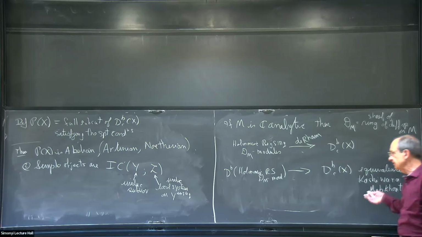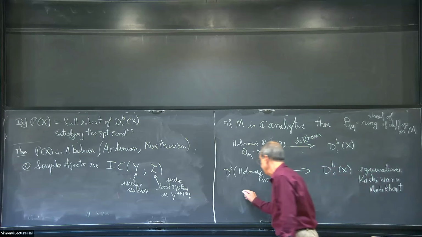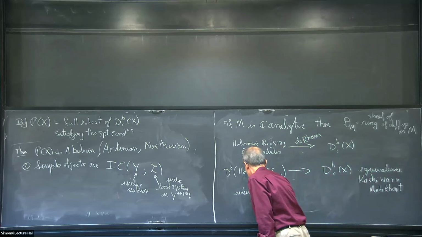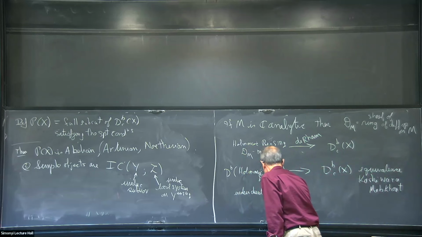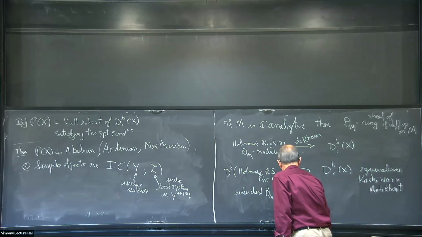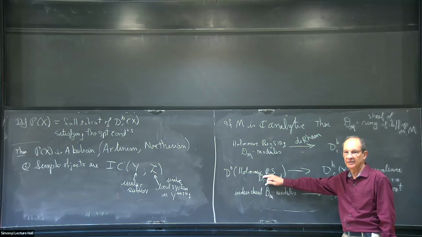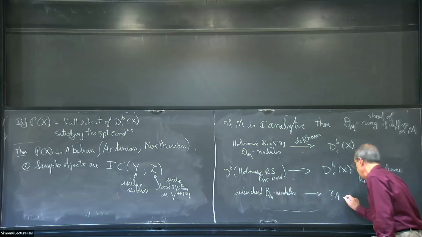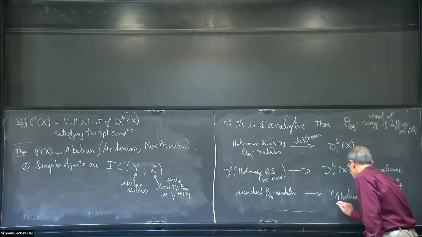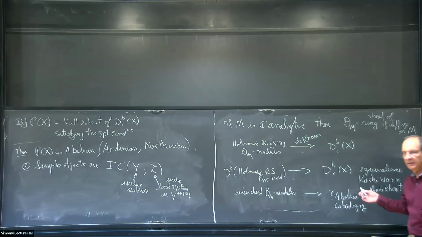When the Kazhdan-Lusztig conjectures were proven, it was clear that the individual D-modules correspond to some abelian subcategory of the derived category of holonomic modules. And it was realized that the intersection cohomology is one of those. So this led to the question: what is the image of this map?